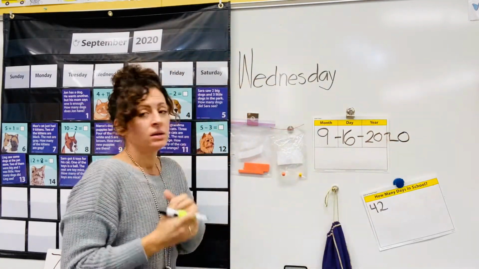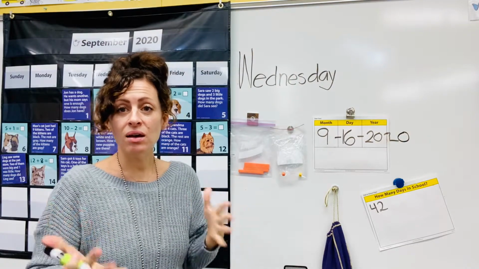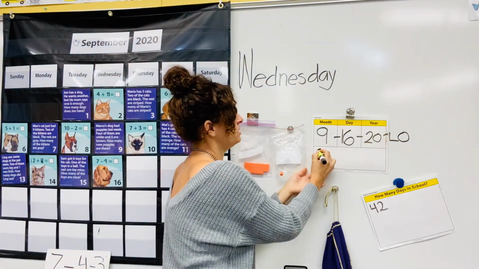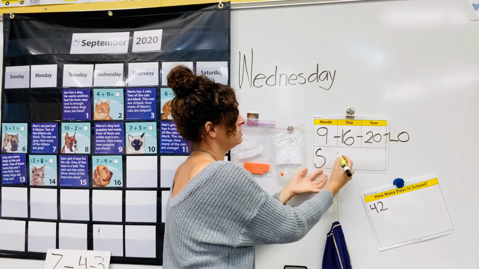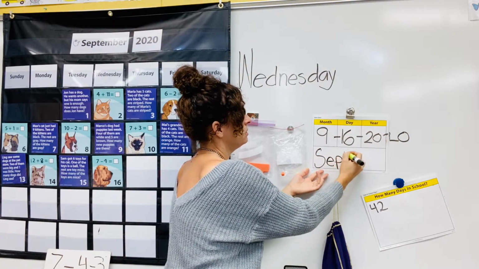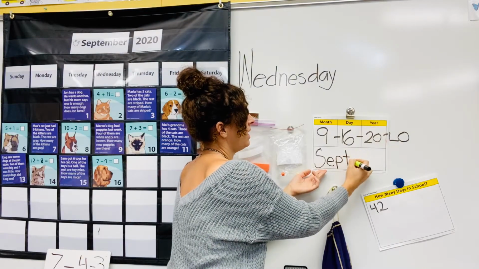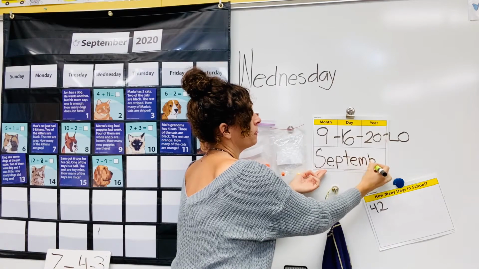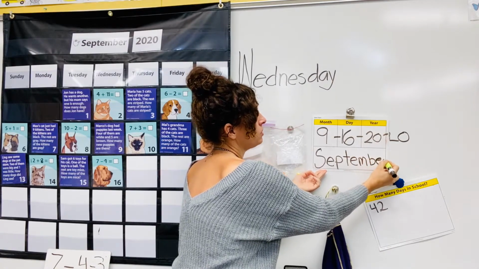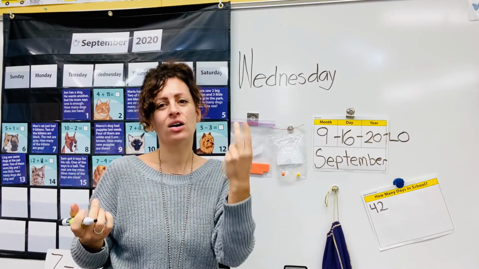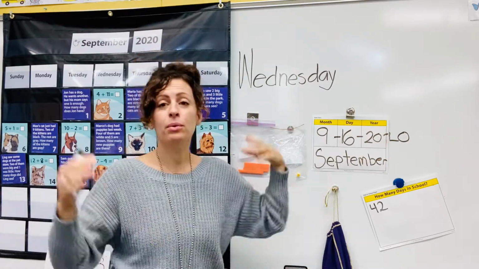2020. Okay. And then to write the big long word September, do you remember how to spell that? Capital S, E, P, T, E, M, and then B, E, R. Whenever you hear that sound, R, it's always E-R. September.